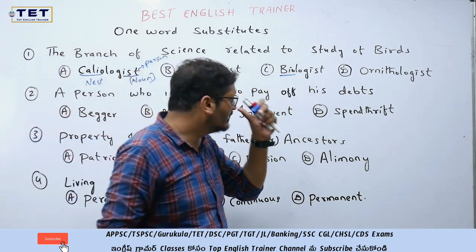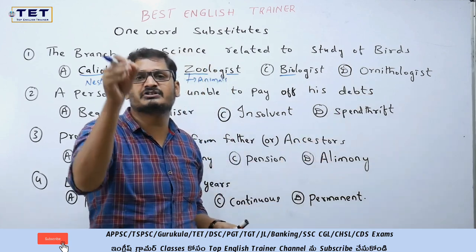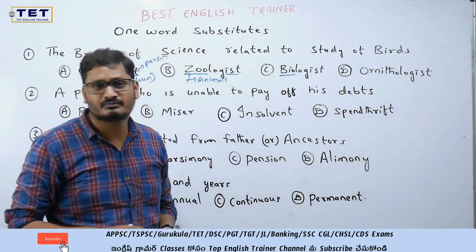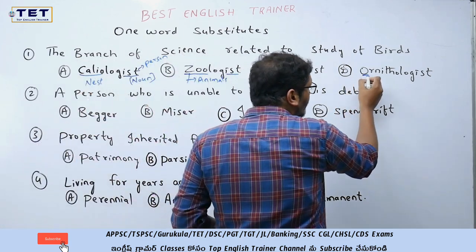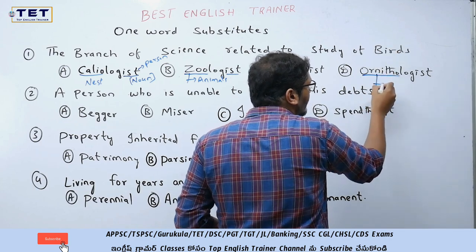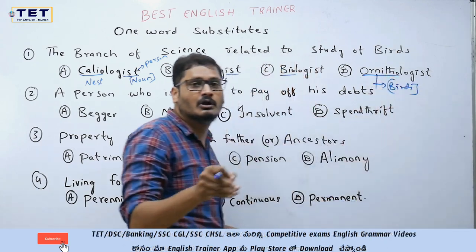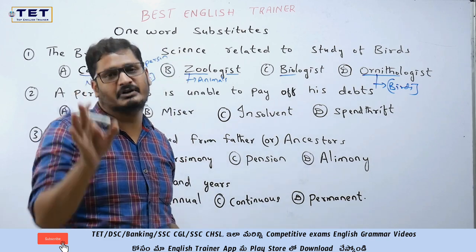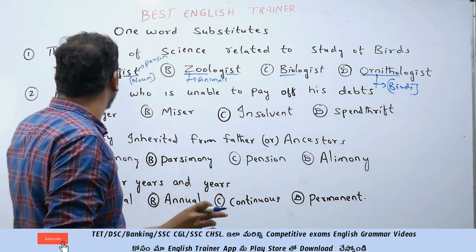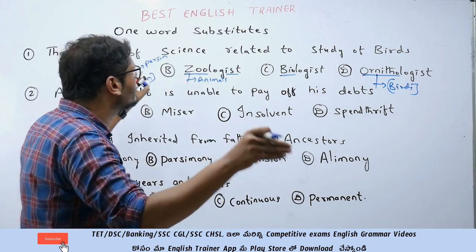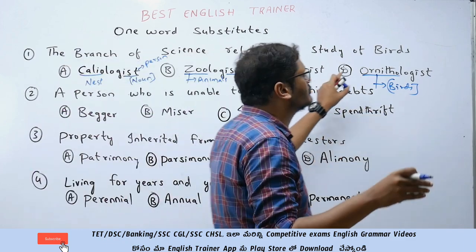Now let's look into the option D. It's altogether ornithologist. Now who is an ornithologist? Whenever you come across a word called ornitho, the literal meaning would be altogether birds over here. So ornithologist is a person who is well versed with the study of birds. Right? Now, what is the final answer for this? The branch of science related to study of birds is option D.